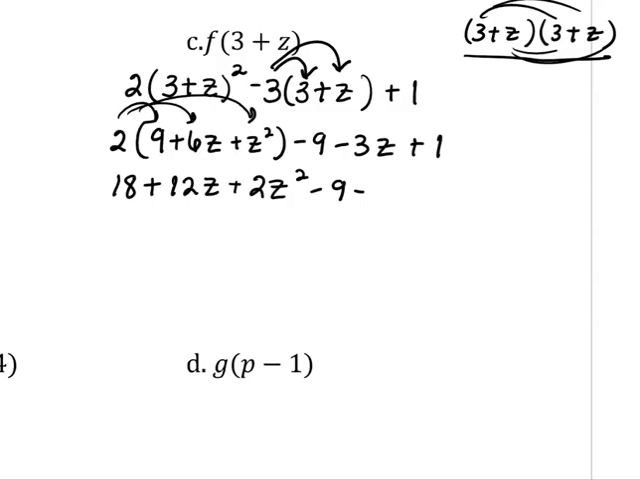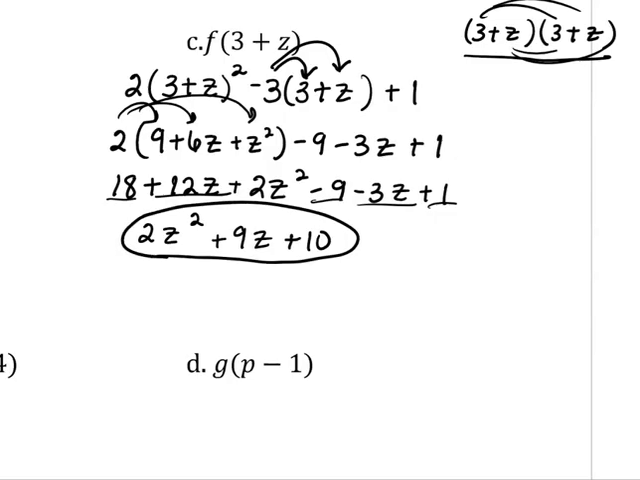And now I'm just going to bring down everything else, and then we're just going to combine like terms. We have a 2z squared. We have a 12z and a negative 3z, which will give us a positive 9z. And then we have 18 minus 9 plus 1, which will give us a plus 10 to get our final answer there.